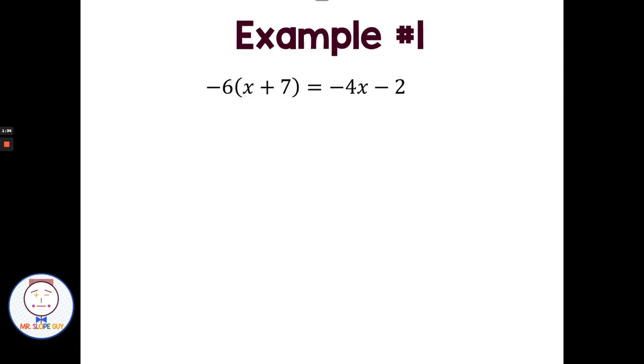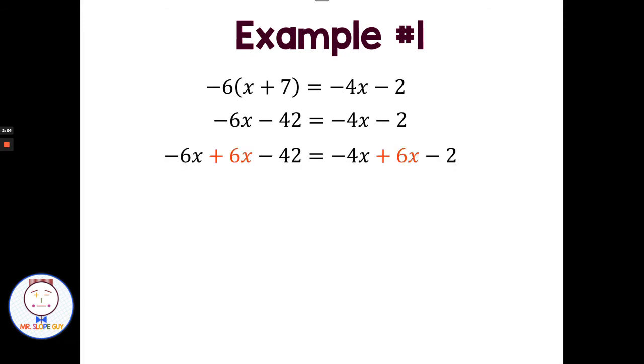So let's look at an example. We're solving a problem with variables on both sides. We would start with the distributive property: negative 6 times x is negative 6x, negative 6 times 7 is negative 42. Then we want to get all our x's to one side. So we have a negative 6x and a negative 4x. I like to get rid of the smaller myself, so I would try to get rid of this negative 6x by adding 6x.